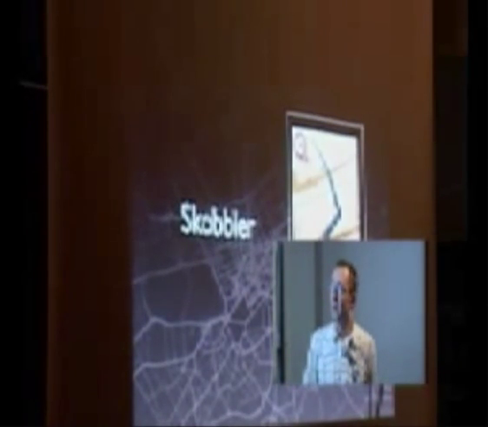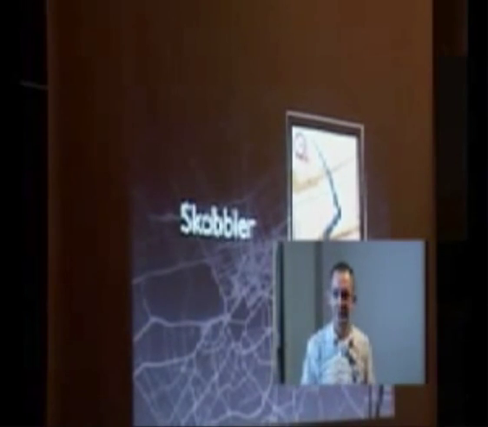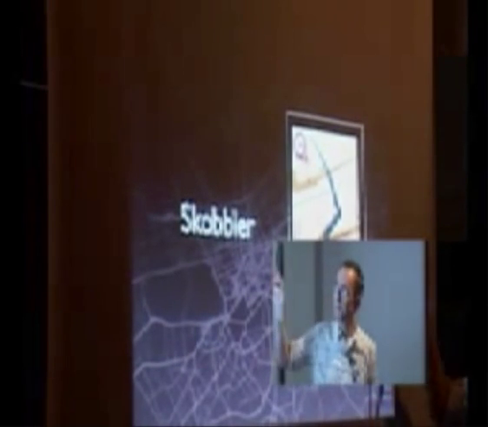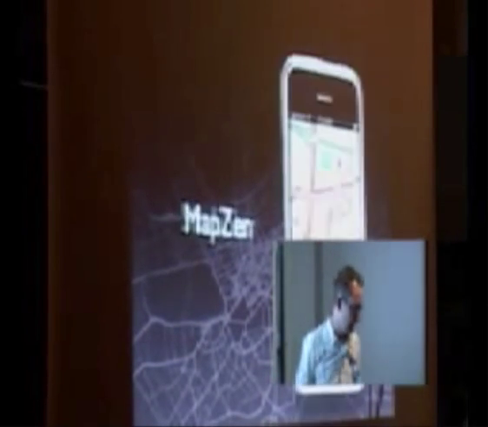Scobbler is actually a sat-nav type app. So I say I want to go from here to here, it gives you, I think, spoken instructions, and it looks like a TomTom or any other sat nav, and is all based on OpenStreetMap data.